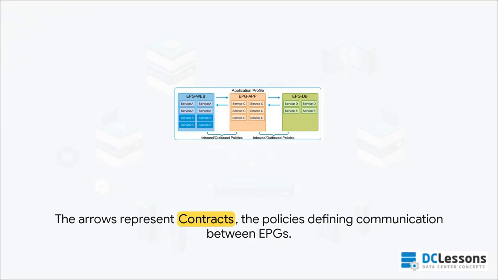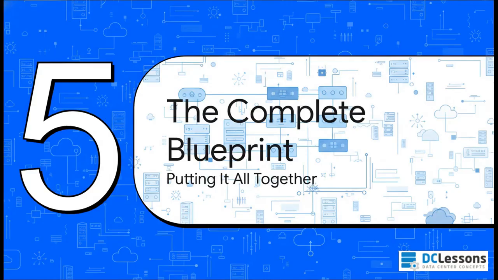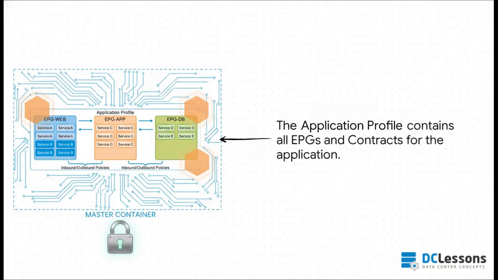If we go back to our blueprint here, you can see these arrows between the EPGs. Those represent the contracts. We set up one contract to define how the web tier can talk to the app tier. Maybe that's only allowed on port 443. Then we use another one to control how the app tier can query the database tier. Everything is explicit, everything is controlled, and it's all based on a zero-trust model. So now, let's put all of these pieces together and take a look at the complete application blueprint. And there it is. The application profile is the master container that holds everything. The web EPG, the app EPG, the database EPG, and the contracts that bind them all together. The whole complex, multi-tiered application is now defined and managed as one single, logical, and secure object.